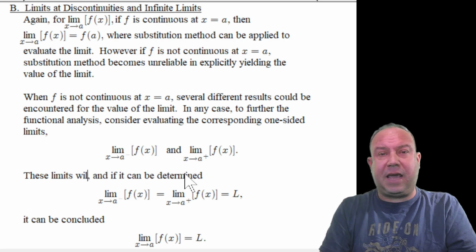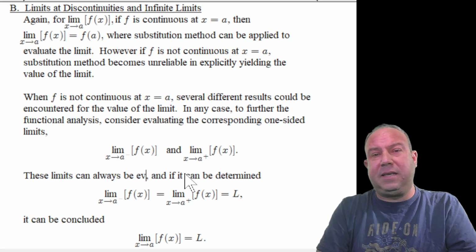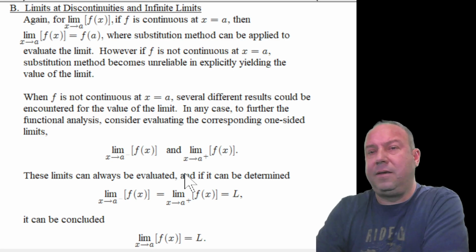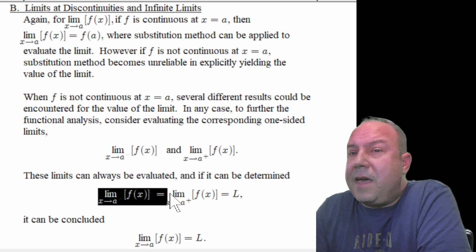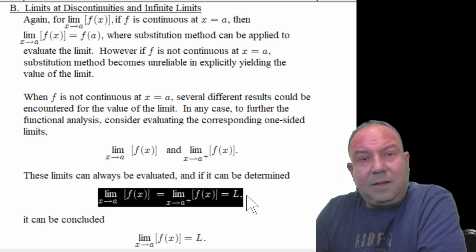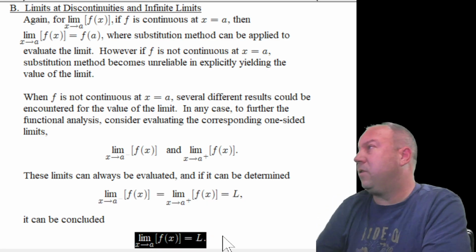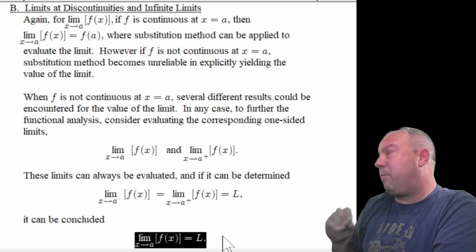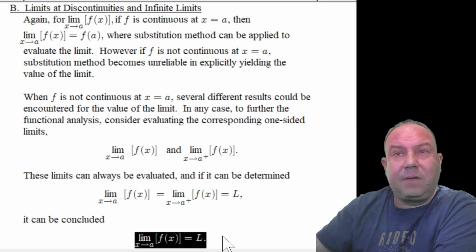These limits can always be evaluated. And if it can be determined that the two limits are equal to each other and equal to the value at L, at the same time, we can conclude that the limit for the two-sided approach is also equal to the value of L.